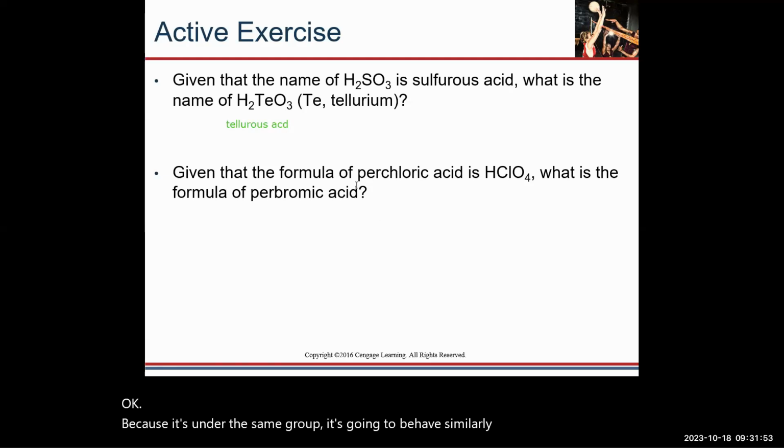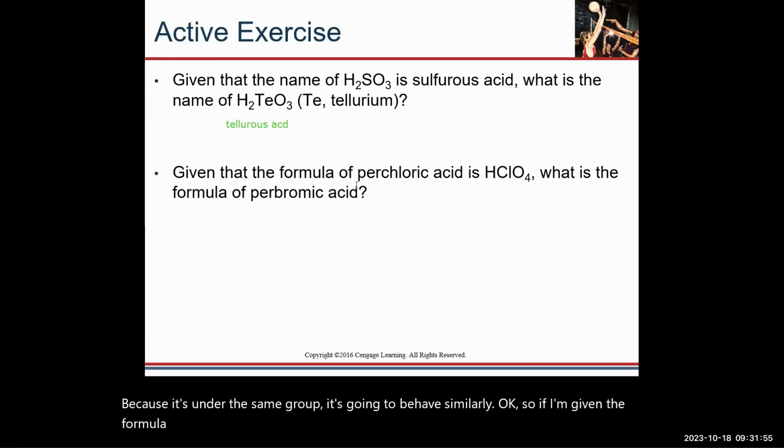Okay. So if I'm given the formula of perchloric acid, what is the formula of perbromic acid? HBrO4. That's right.